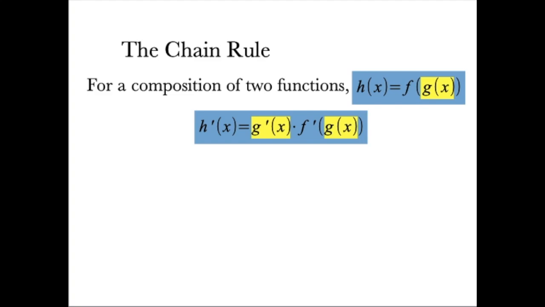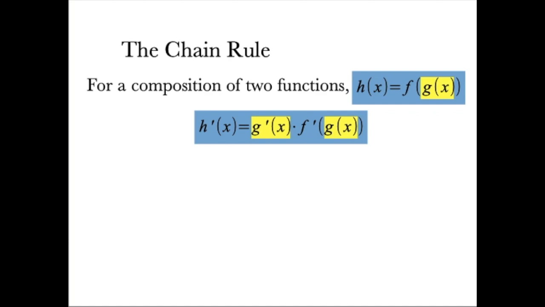The chain rule gives the derivative of a composition of functions. A composition is where you take a function, say g of x, and then you take its output and put it into another function, say f of x. So our composition of functions here, h of x, is given by f of g of x.